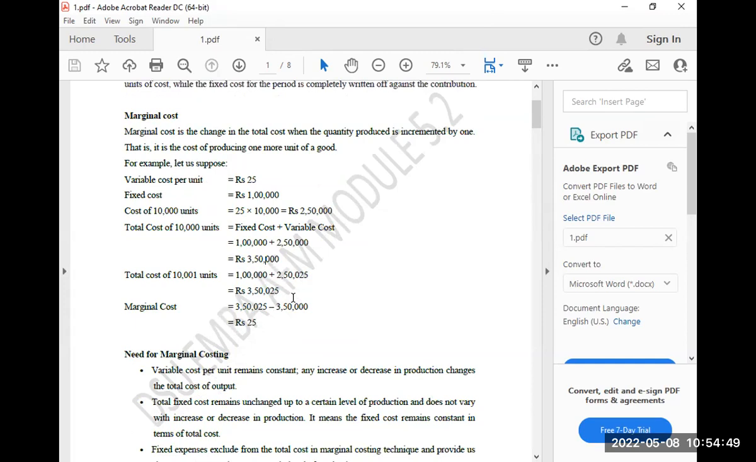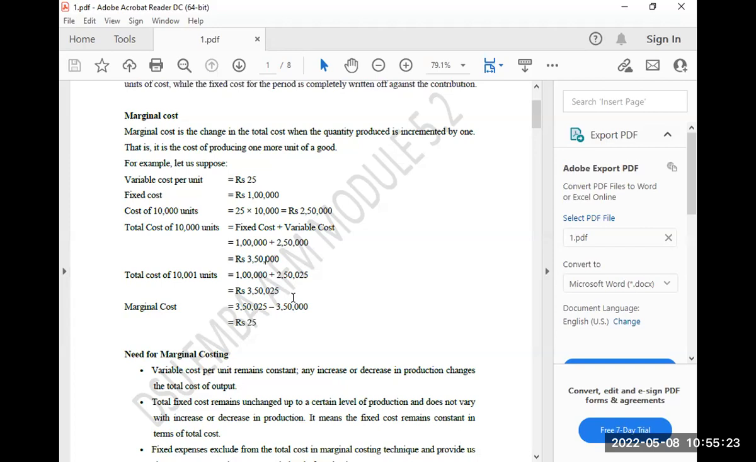Now, if I want to produce one more unit, how much will the amount increase? Only 25 rupees will increase, because this 1 lakh is going to be constant irrespective of your volume of production. So I have to spend only for raw material. I have to only buy paper to make one more notebook. The rent is already paid. Even if you don't produce any unit, rent is paid. So 25 rupees is going to be the extra cost for producing one more unit.